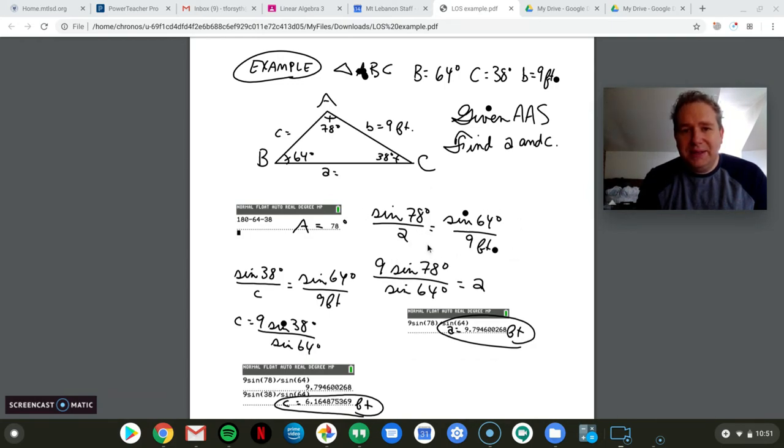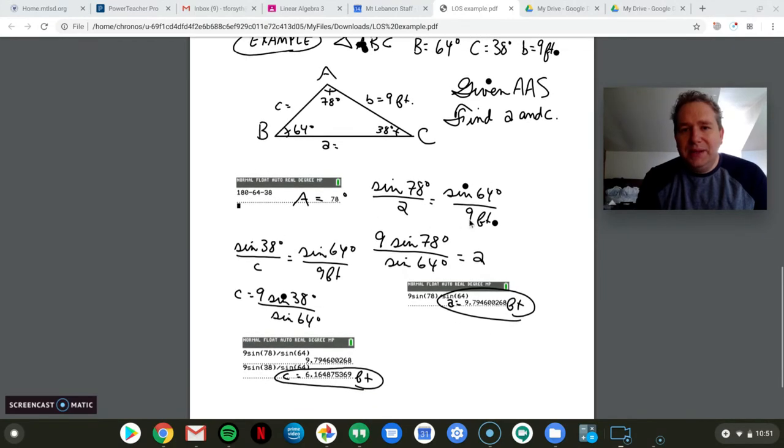So basically, it's solving a proportion here. Cross multiply: 9 times the sine of 78 divided by the sine of 64 equals little a. And you get that that's about 9.8 feet. So this information was given. This was generally given, just took 180 minus 64 minus 38. So use the given information for the law of sines.